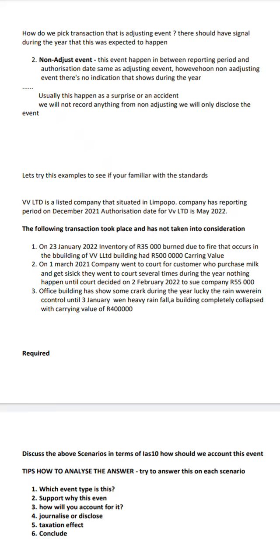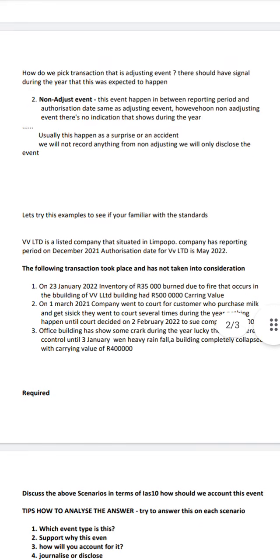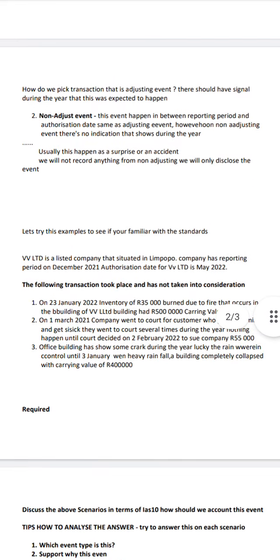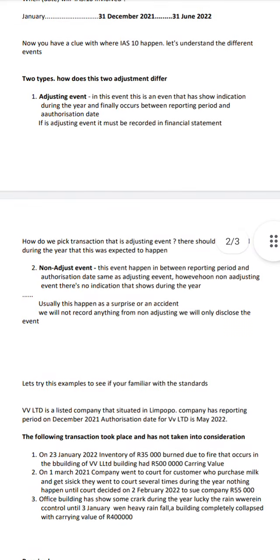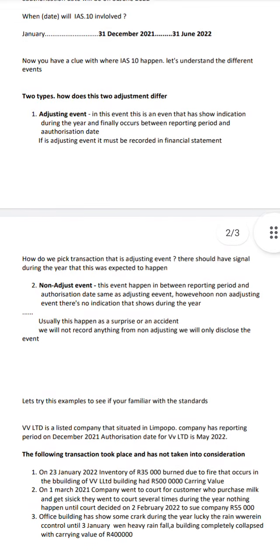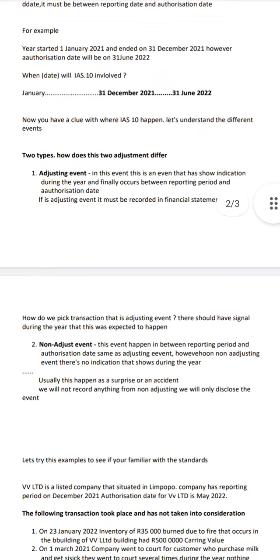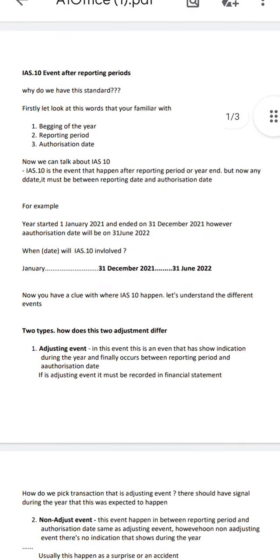Simple as that. So guys, this standard is very simple and straightforward, as long as you understand the difference between an adjusting event and a non-adjusting event. Hope to see you next time.